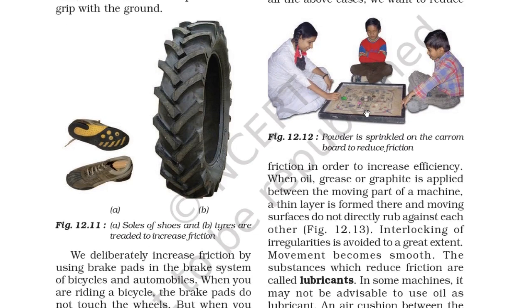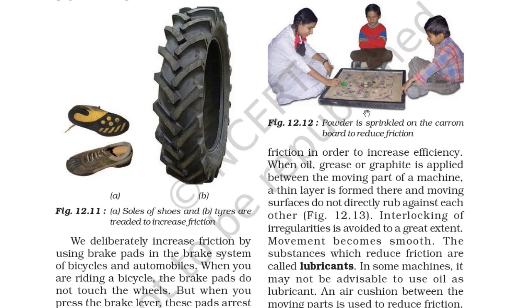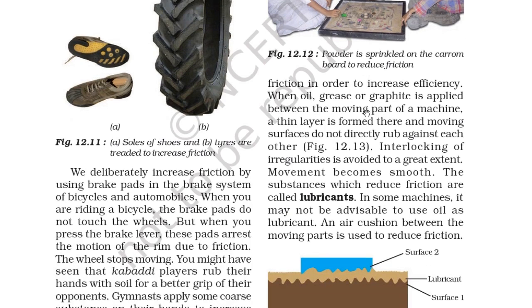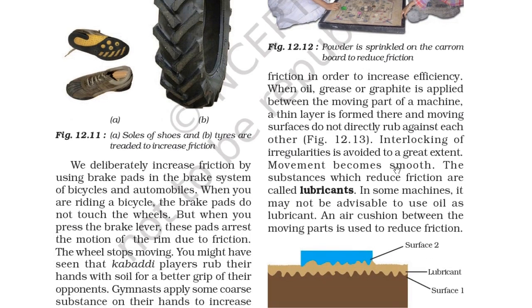When oil, grease or graphite is applied between the moving parts of a machine, a thin layer is formed there and moving surfaces do not directly rub each other, as you can see in figure 12.13. Here this is the lubricant, this is surface 1 and this is surface 2. Because of this, they do not touch each other. Interlocking of irregularities is avoided to a great extent. Movement becomes smooth. The substances which reduce friction are called lubricants.